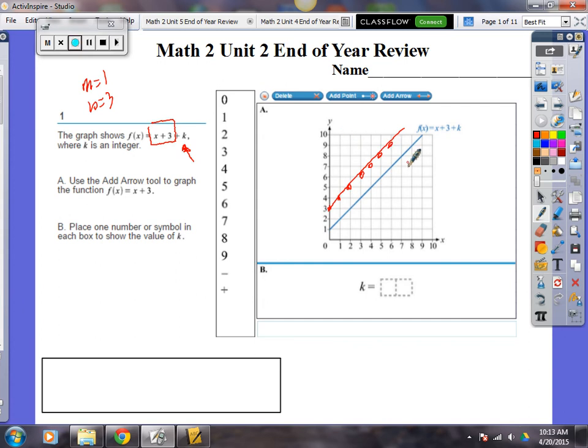So this blue line looks like it's been shifted down, and every dot has been shifted down exactly two times. That means the k that they added to this function has got to be a negative 2. The original function was y equals x plus 3, and this new function is y equals x plus 3 minus 2. So k is equal to a negative 2.